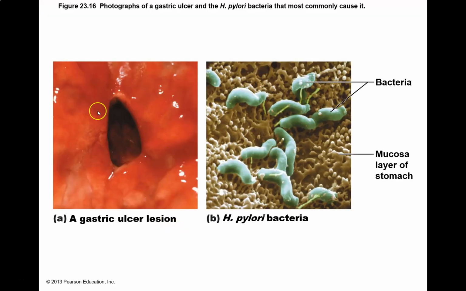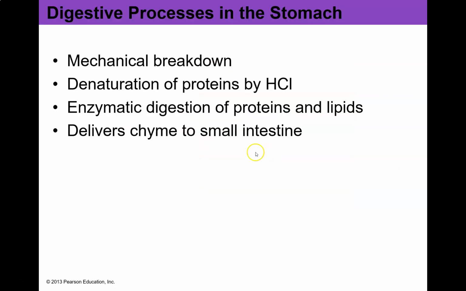Here's just an actual micrograph of a gastric ulcer, a sore formed in the lining of the stomach where you can see the tissue being eroded away. Here's just a micrograph of some Helicobacter pylori bacteria that are going to cause this problem.